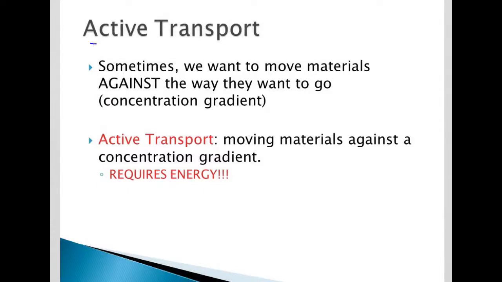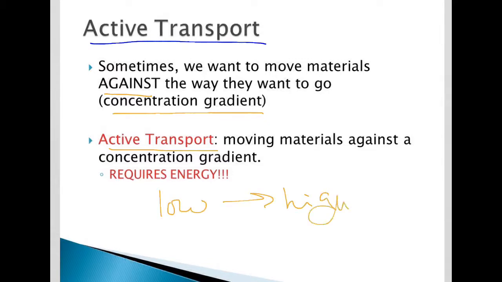This video is going to talk about active transport. So this is basically going to be the opposite of passive transport. Sometimes we want to move materials against the way that they want to go, so against that concentration gradient. And so active transport will be moving materials against a concentration gradient. So instead of going high to low concentration, we are now going low to high.